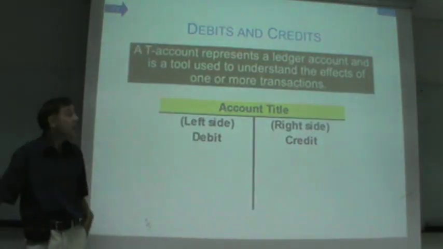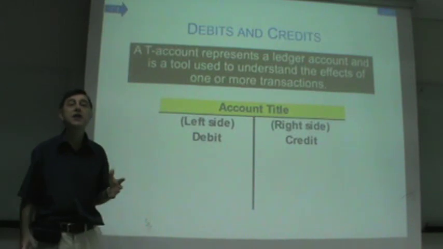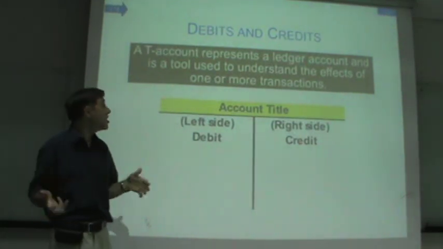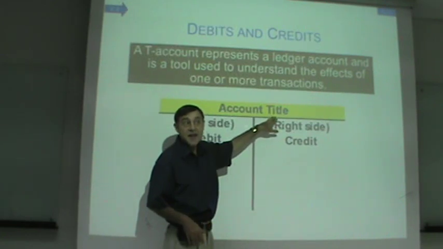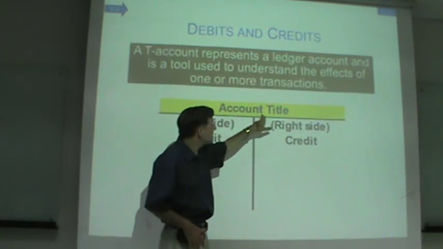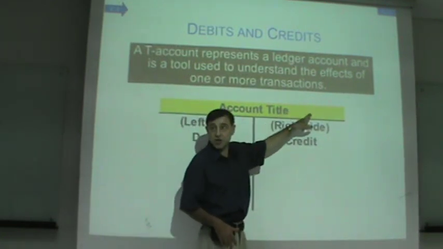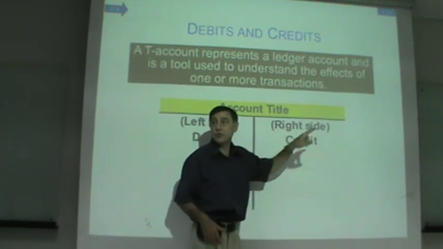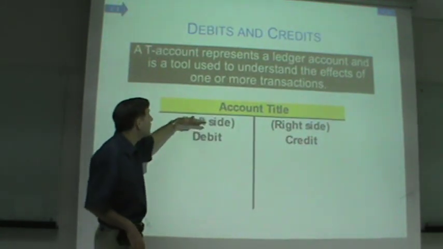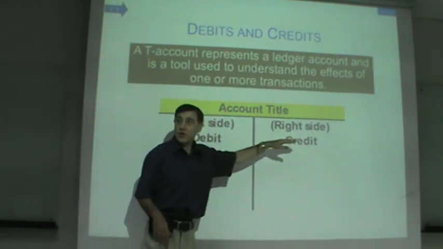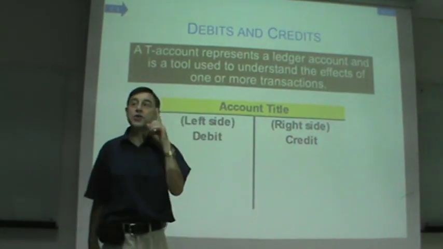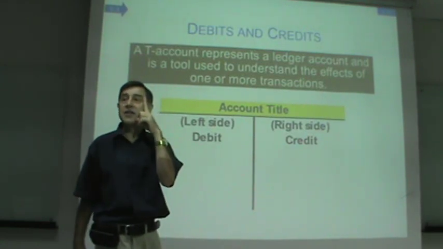All right. And finally, we get to the account. Each account has a name, the same as title. Account title will be cash, will be account receivable. And it will have two sides, debit side and credit side. This is where many students get confused.